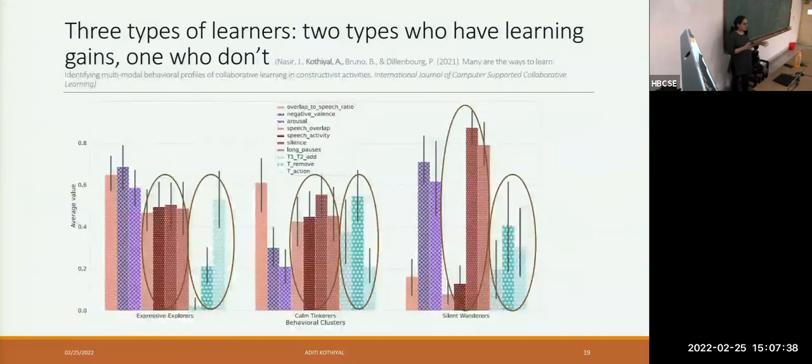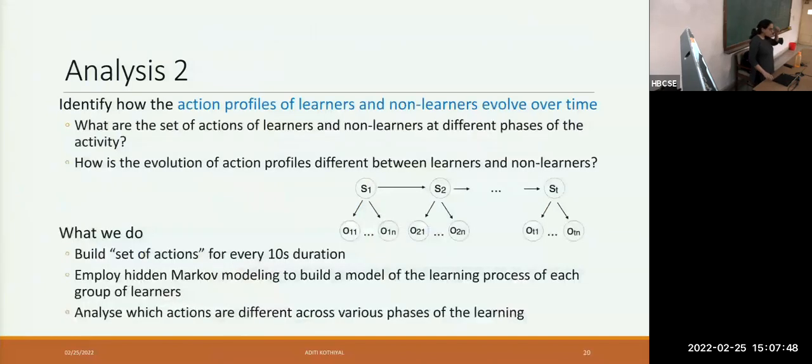So now that we know this approach tells us who are learners and who are non-learners, and we know the action profiles of these learners, what we want to know is about their process of learning. So how do these actions that they're doing change over time? And how does this evolution differ for learners and non-learners?